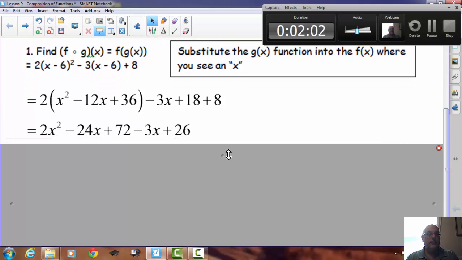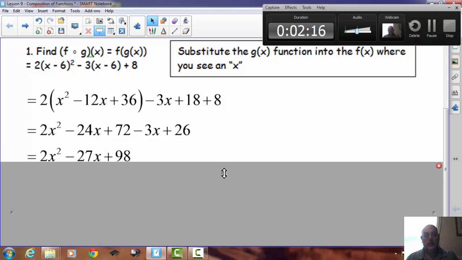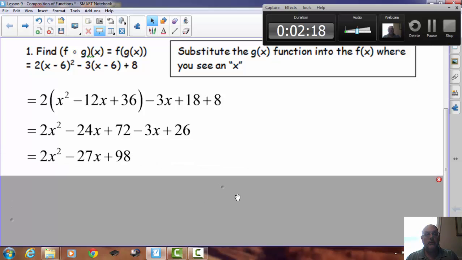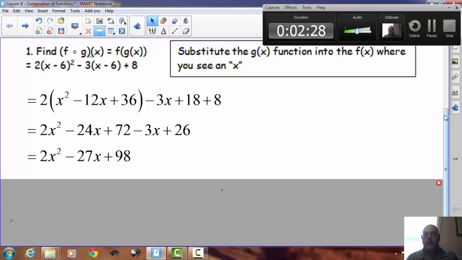The next step, order of operations: we distribute the 2 to get 2x squared minus 24x plus 72, minus 3x, and then I took the 18 and the 8 and combined them to get 26. When we're all done, f following g of x is 2x squared minus 27x plus 98. If you need to take a minute to pause the video and go over what we've done, or even rewind it, do that. I'm going to be moving on.